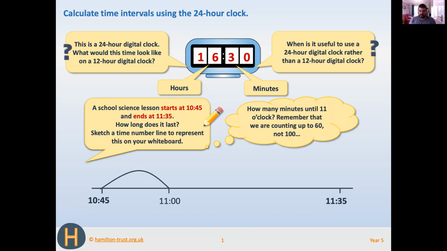So you can see we make that jump. How far have we jumped? 15 minutes. Now we're at 11 and we want to jump to 11:35. Hopefully you're feeling very intelligent and you've recognized that that's very nice and easy. It's 35 minutes.